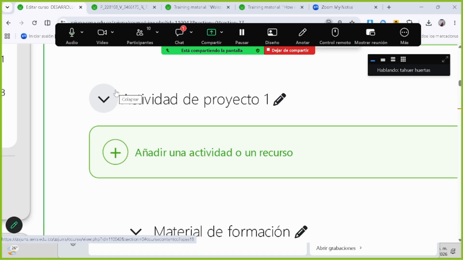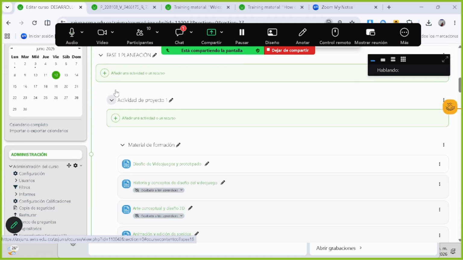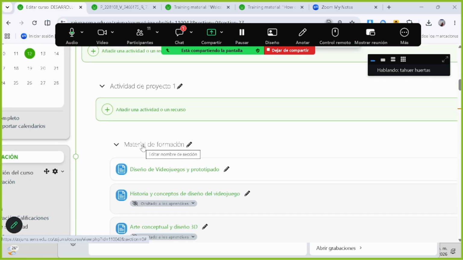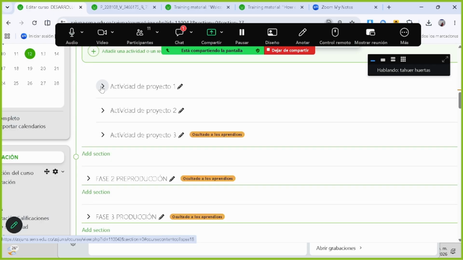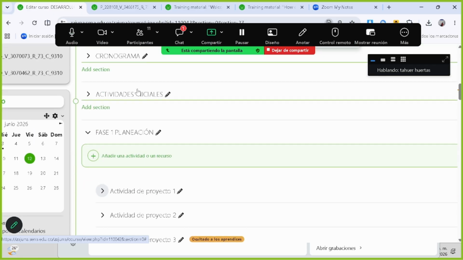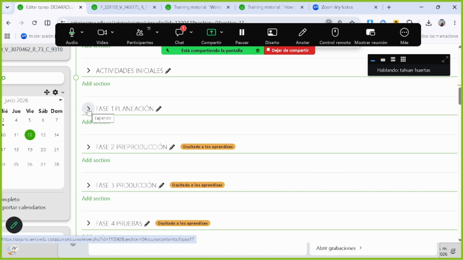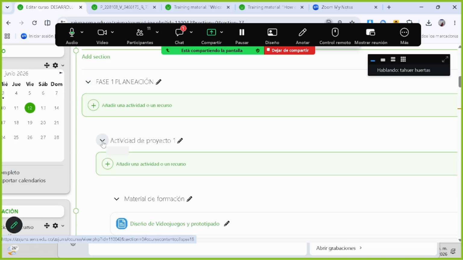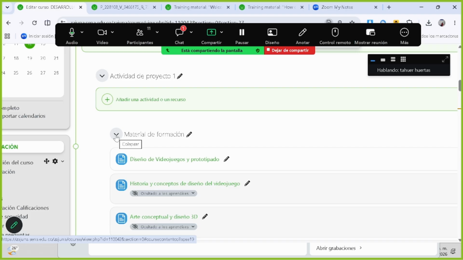Actividad de proyecto uno, material de formación. Okay, so please go to your Sahuna profile and go to this part. Here we have fase 1, planeación, fase 2, fase 3, fase 4. Fase 1. You click on this part, fase 1, actividad de proyecto 1, here, material de formación.